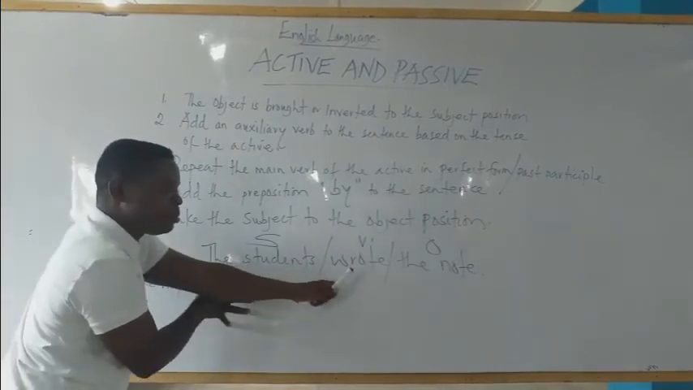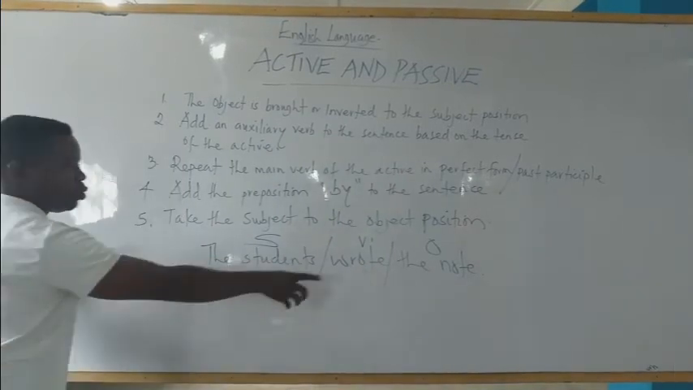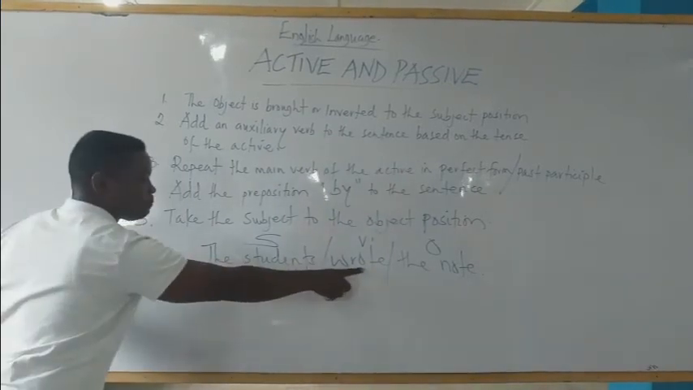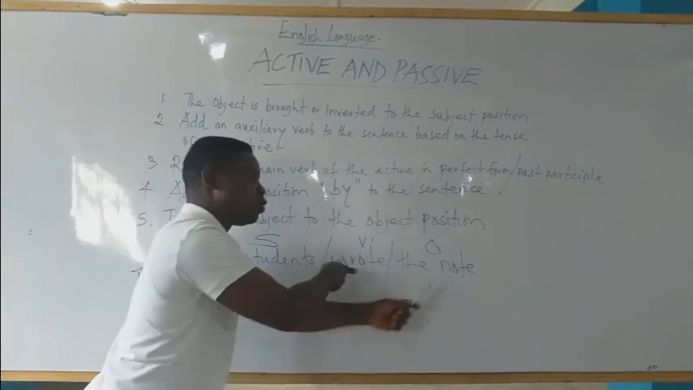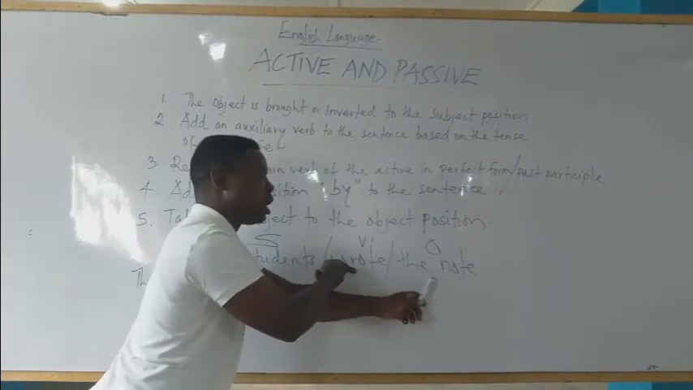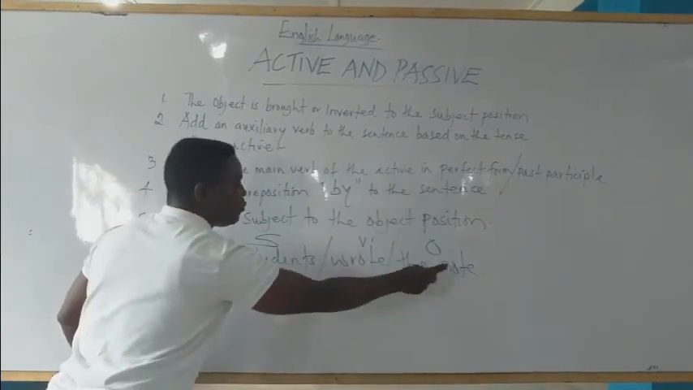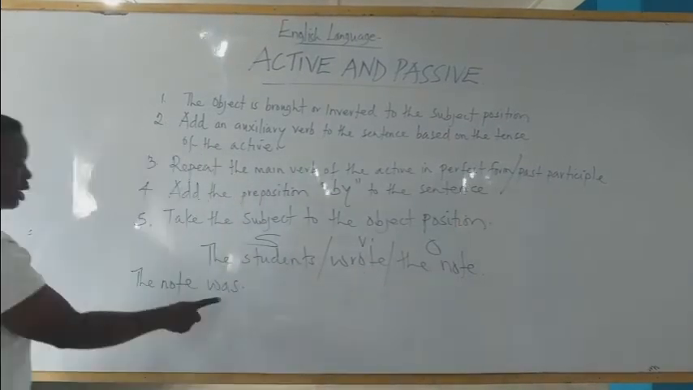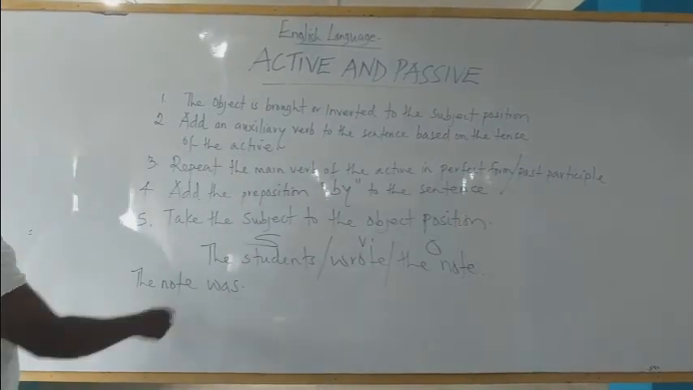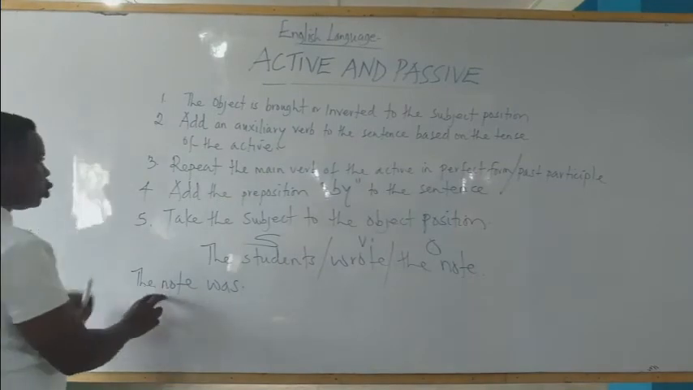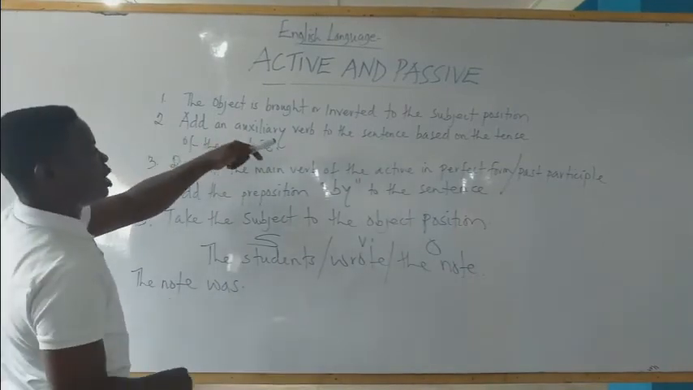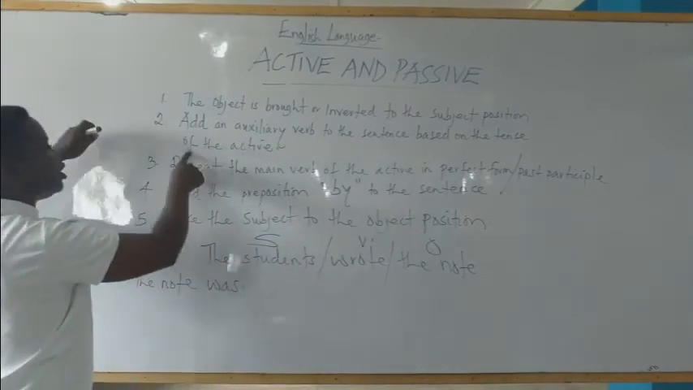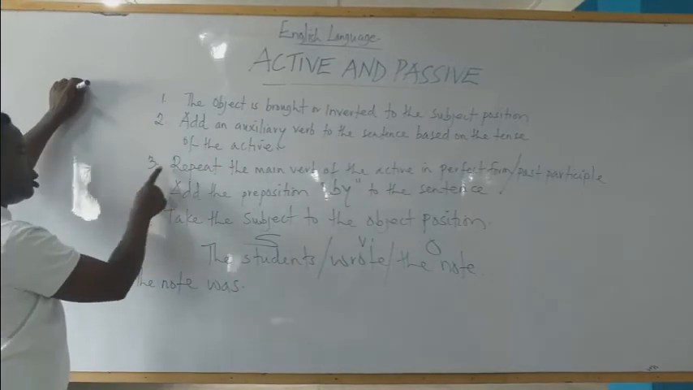and having the same tense with the active. So I have past tense here, and what I'm transferring is singular. So I'll choose a singular verb in past form, and that's was. Was is our right answer. So the note, that's number two: add an auxiliary verb to the sentence based on the tense of the active. That's two. Step three.